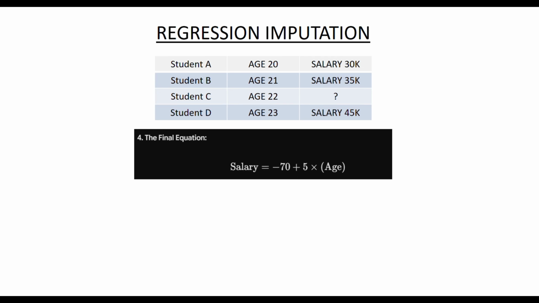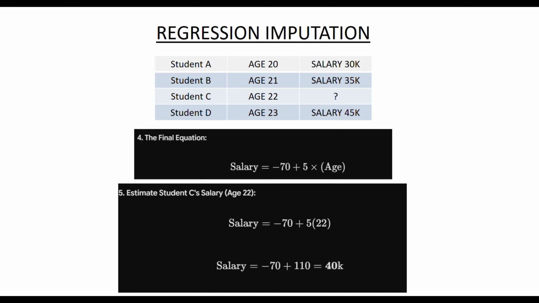We simply plug student C's age, which is 22, into our equation. Negative 70 plus 5 times 22 gives us exactly 40k. The advantage here is that we are using actual mathematical relationships between features rather than simply using one global value such as the mean. However, keep in mind the quality of imputation depends entirely on how well your regression model captures that underlying relationship.